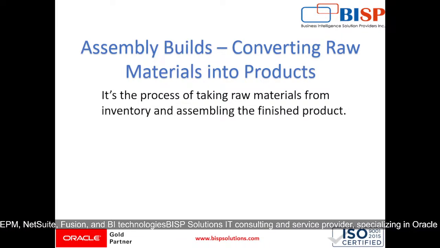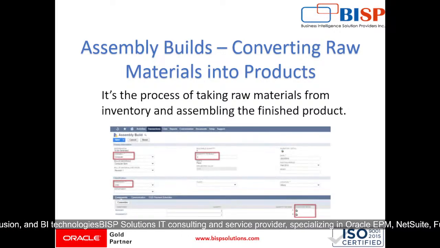So it's the process of taking raw materials from inventory and assembling the finished product. In NetSuite we can find assembly build, where a reference number needs to be generated after the assembly build is saved, and we can select what we have to assemble, like computer. We can select it from the drop down list.